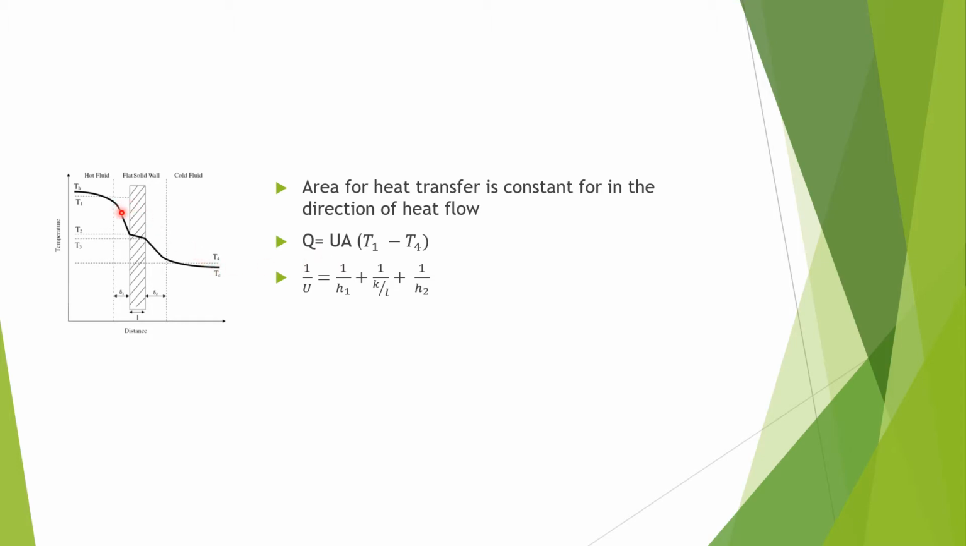In our previous video, we derived the formula for this kind of arrangement, and that is Q equals UA (T1 minus T4), that is, Q equals UA delta T, where the value of U is this.